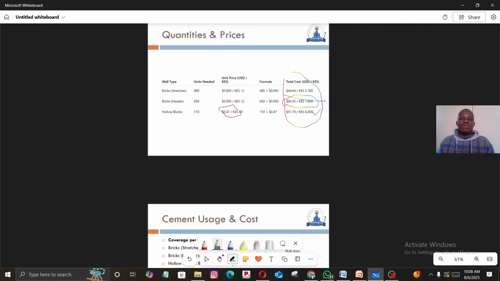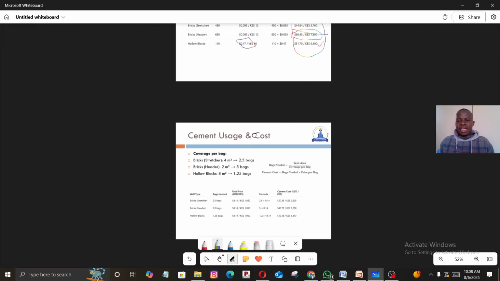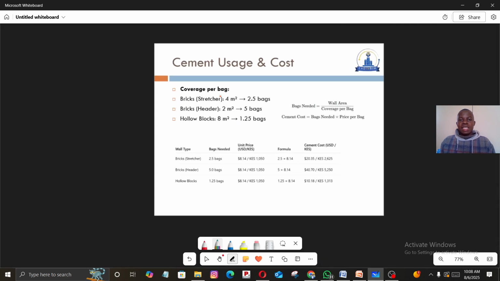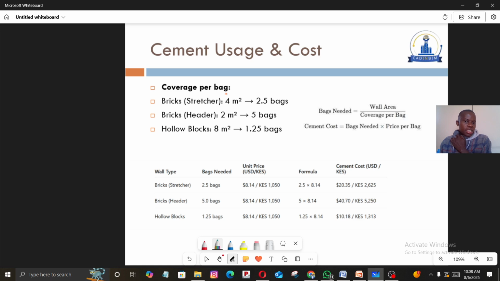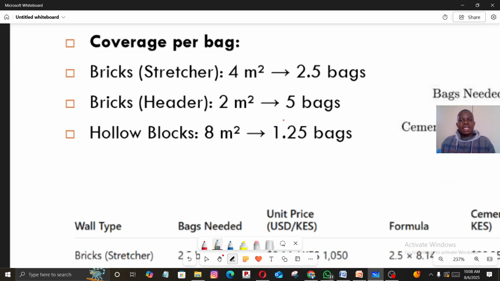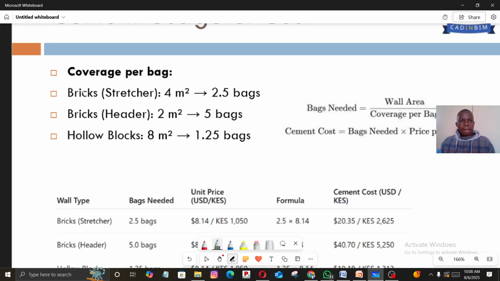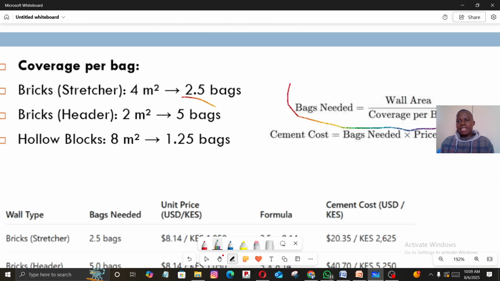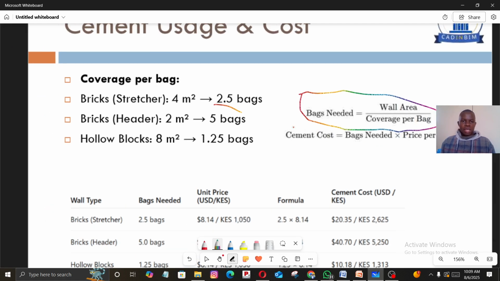So that is when it comes to purchasing just the bricks. Another thing that you will be looking at is the cement usage. As you can see calculated here, for the stretcher bond type, we need 2.5 bags. This is the formula for calculating the number of bags needed, and this is the cement cost: bags needed times the unit price. This is what has already been done, as you can see.